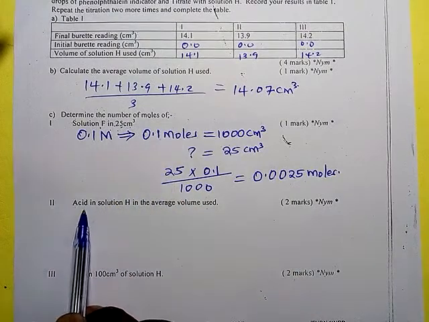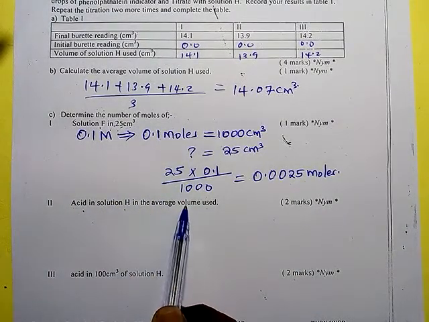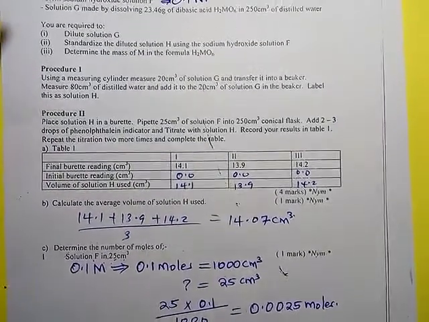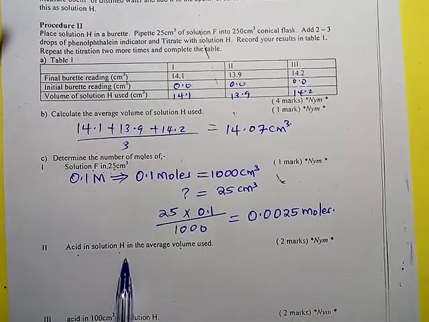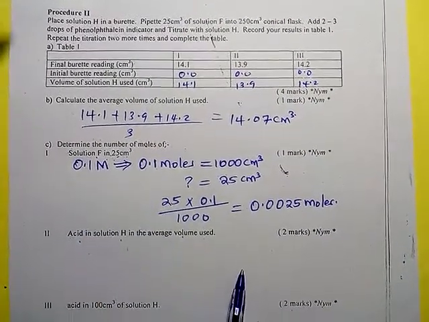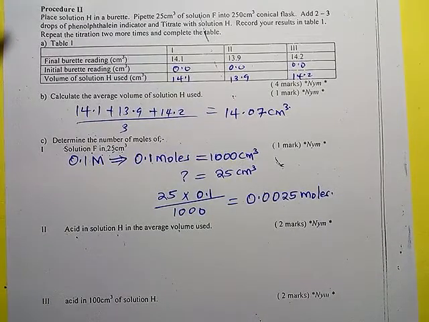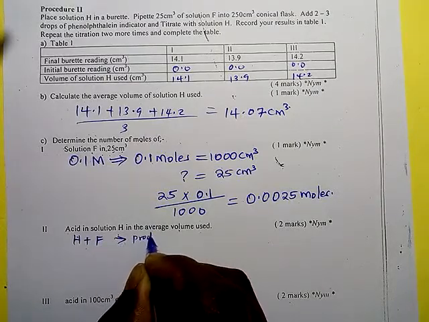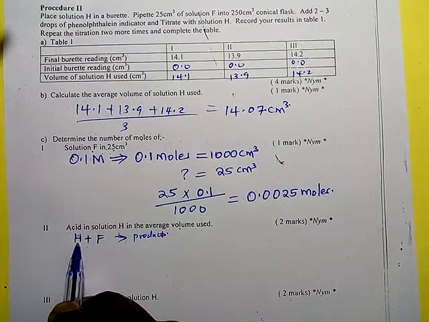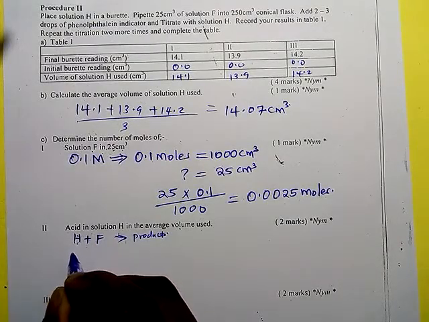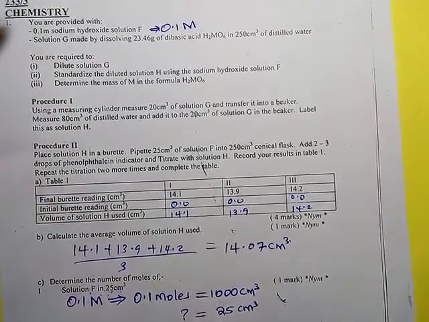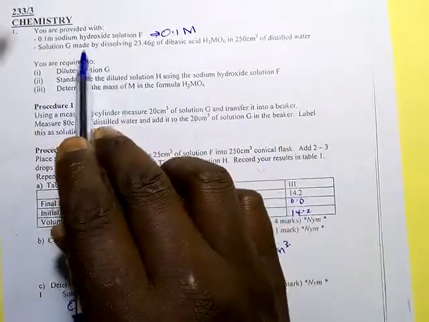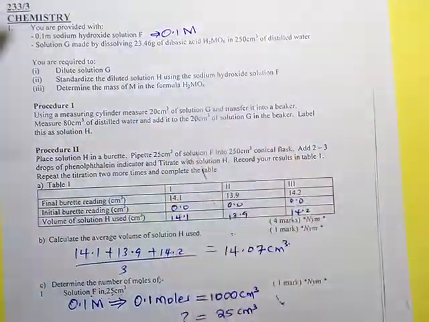Determine the number of moles of the acid in solution H in the average volume. Now, this one, we don't have much information about it, but we will use the reaction between H and F, and then we will be able to get the number of moles. H has reacted with F to form products. So let us see, what is H? H is an acid. The only difference is it is G which has been diluted, so the formula remains the same.